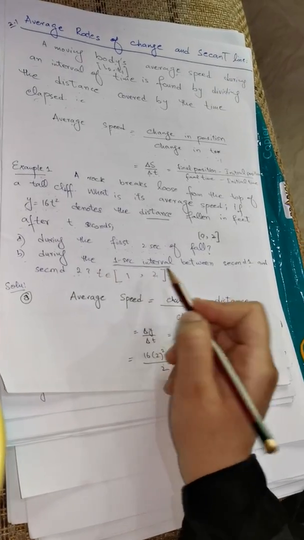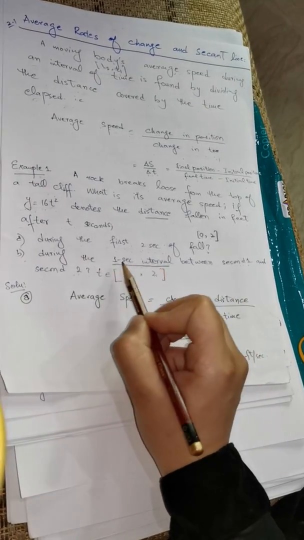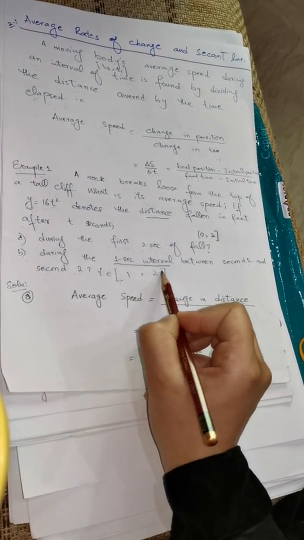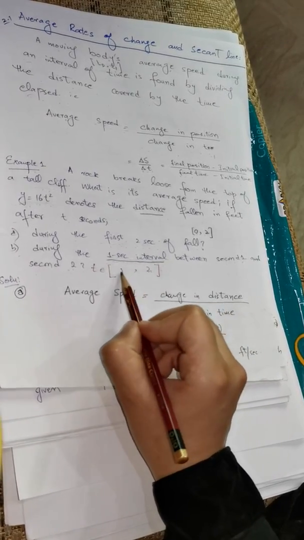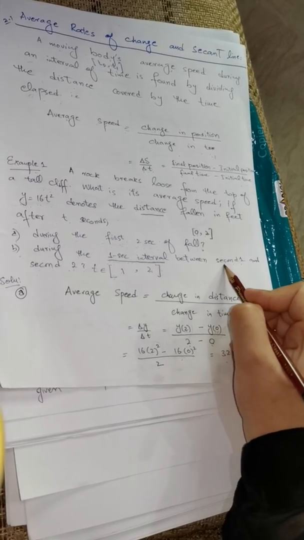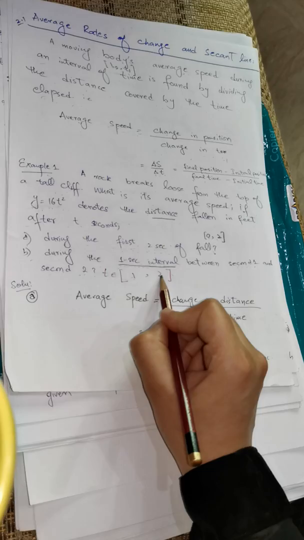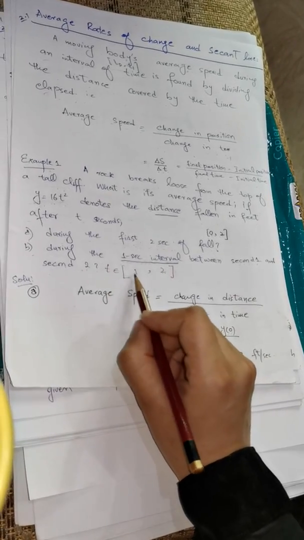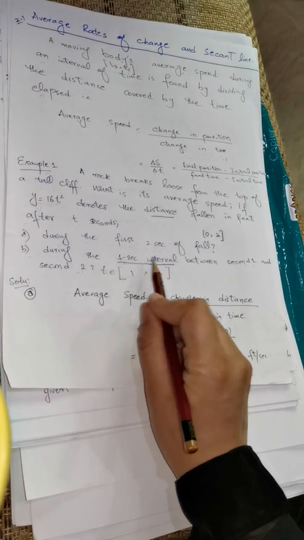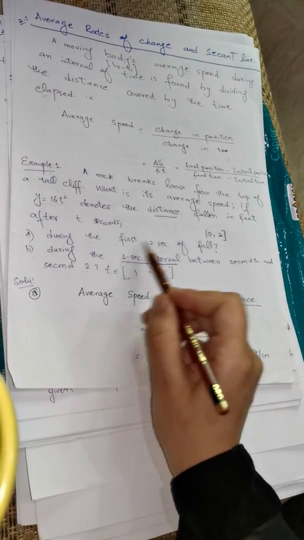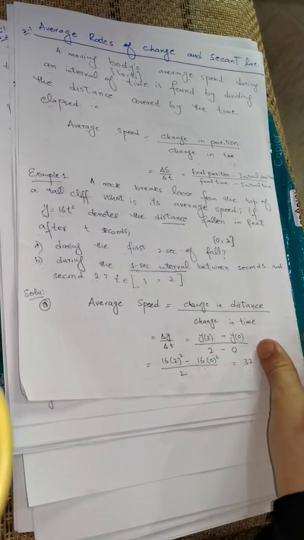Again, note and focus. He is telling you during the 1 second interval. A 1 second interval means the total length of the time interval is 1, starting from second 1 to second 2. So the initial time is 1 and the final time is 2. The total length of the time interval is 2 minus 1, which is 1 second, which he is telling you by saying 1 second time interval.